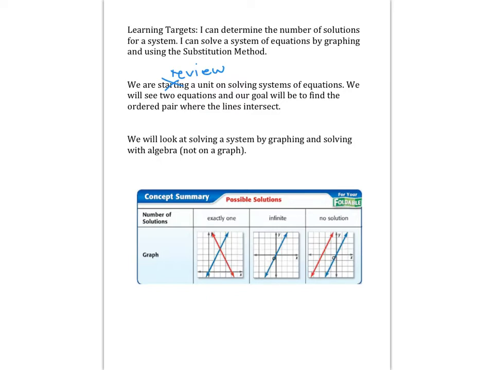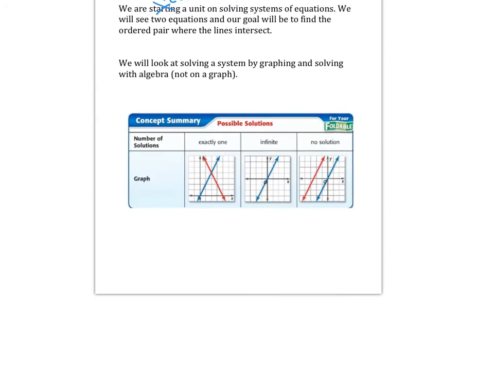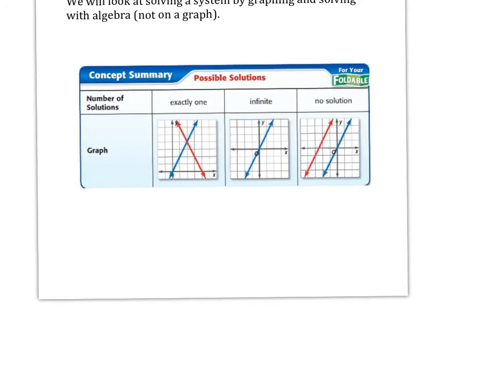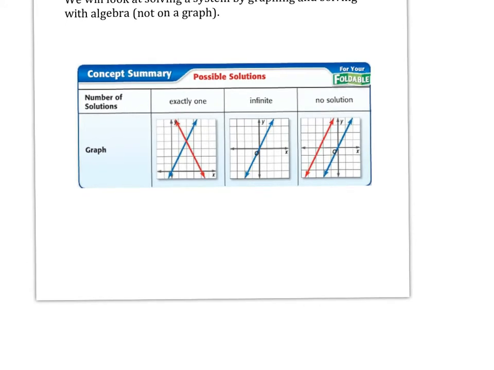So the three possible solutions are that we could have exactly one solution, which is where the two lines that are graphed would intersect. And where they intersect, that would be our one solution, and we'd write that as an ordered pair. We could have infinitely many solutions, so the two lines are actually the same line. Or we could have no solution, in that the two lines are parallel, or that they never touch, or have the same slope.